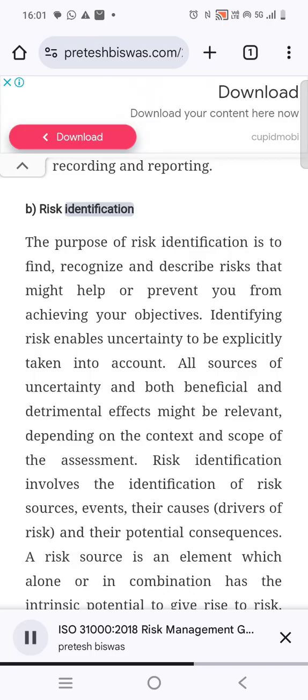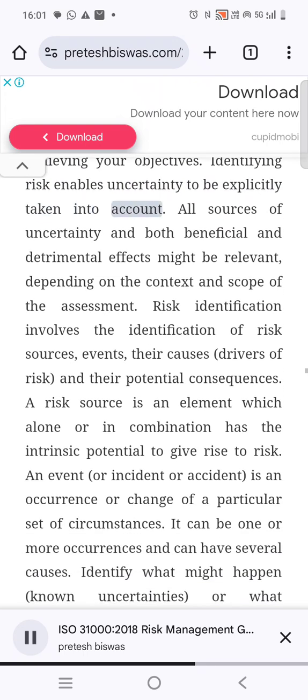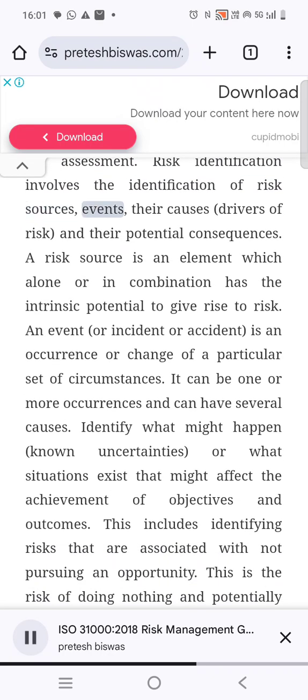B. Risk identification. The purpose of risk identification is to find, recognize, and describe risks that might help or prevent you from achieving your objectives. Identifying risk enables uncertainty to be explicitly taken into account. All sources of uncertainty and both beneficial and detrimental effects might be relevant, depending on the context and scope of the assessment. Risk identification involves the identification of risk sources, events, their causes, drivers of risk, and their potential consequences.